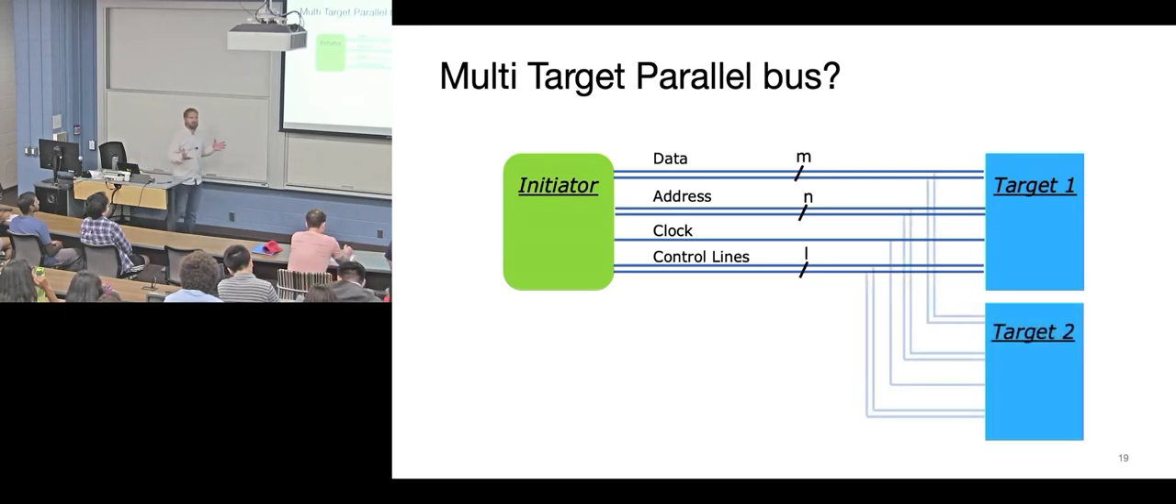And then you're going to have multiple targets, right? So the key idea is many of these lines are going to be shared and duplicated. This target is only going to respond when the correct address bits are coming to it. And it may be a range. It may not just be one address per target. It could be a range of addresses, in the case of the external memory example from before.